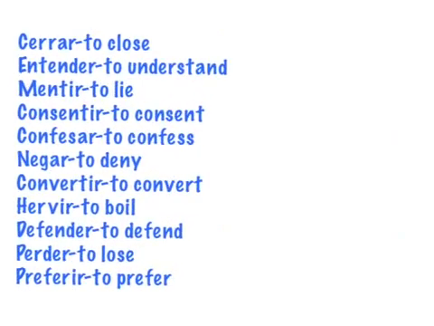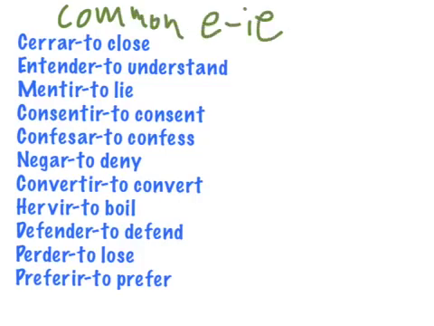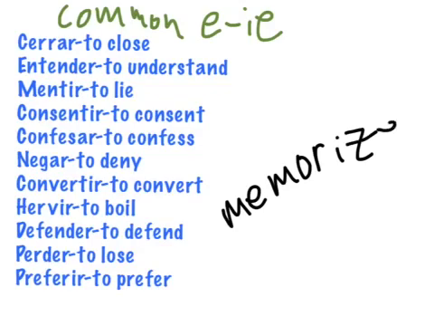So here are some common E to IE stem-changing verbs. It's important that you simply memorize these verbs. Okay? No rhyme or reason to which ones have an E to IE stem change. Once you memorize them though and get familiar with it, it's going to be very easy because they all conjugate the same way.